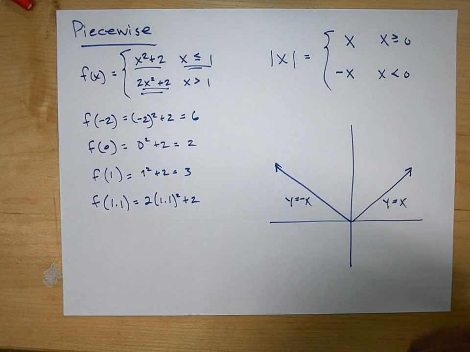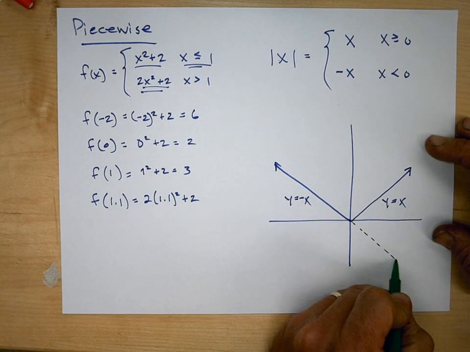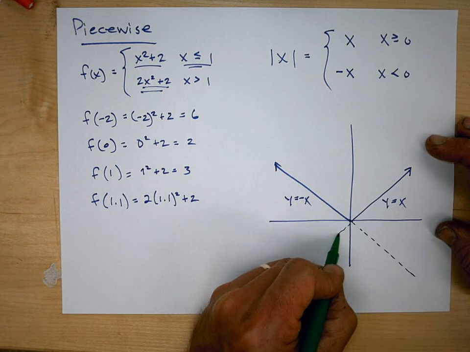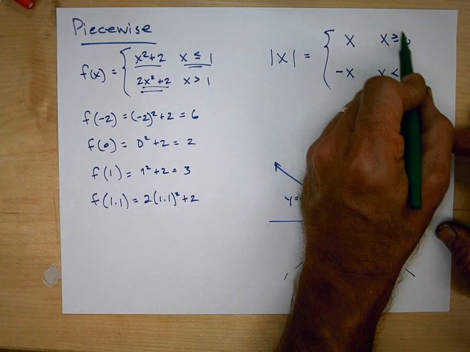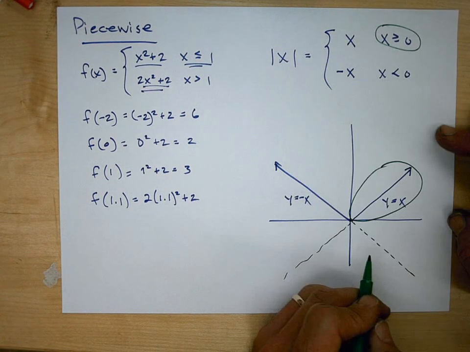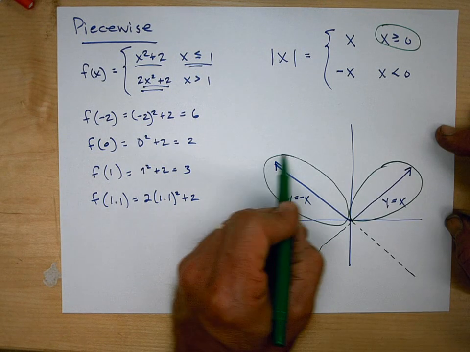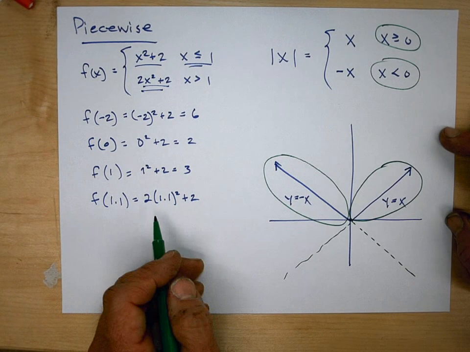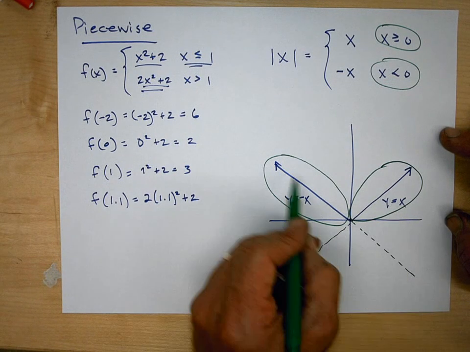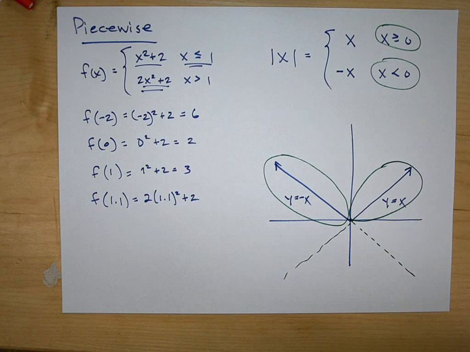So, of course, if I were to continue this, it would keep going this way, and this one would keep going this way. But I've restricted the domain, so I'm only going to use this part when x is greater than or equal to 0, and I'm only going to use this part right here when x is less than or equal to 0. So that's another way to think of how the absolute value function can be defined.